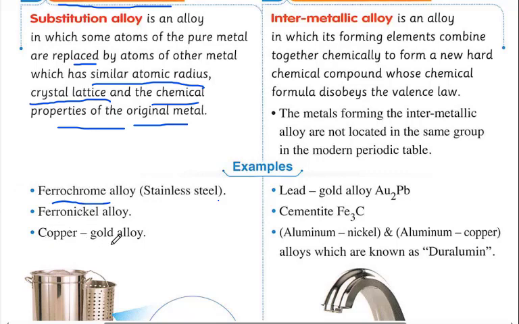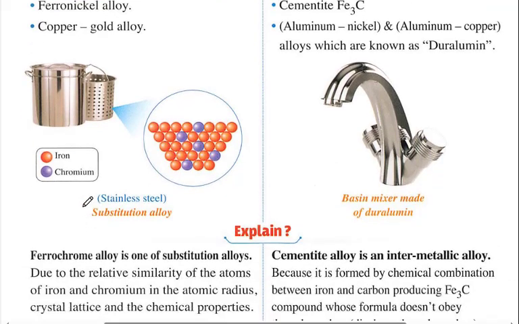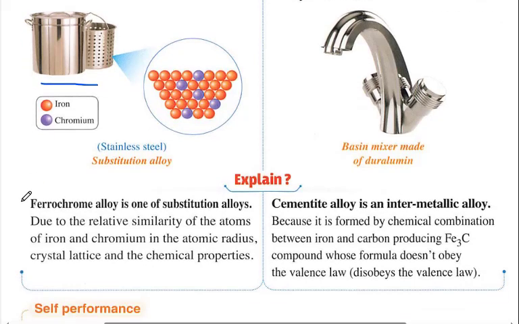They are substitution alloys. Here we see that iron and chromium are used in cooking pans because they withstand high temperature, and there is no corrosion because of the chromium for this alloy at high temperature. So here, when you are asked, ferrochrome is a substitution alloy because of the similarity of the atoms between iron and chromium in the atomic radius, this is the first reason, in the shape of atoms in the crystal lattice, and in the chemical properties.